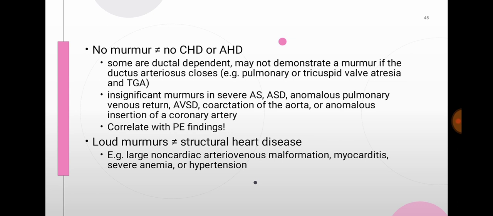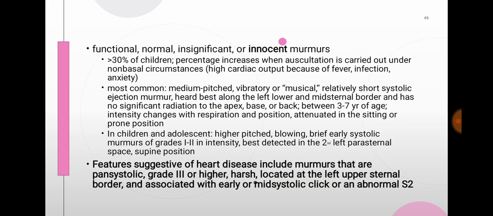So we have innocent murmurs. Are you innocent? I doubt it. Okay, so more than 30% of children have innocent murmurs. How can you evaluate an innocent murmur versus a pathologic murmur? Try changing the position of the patient. Examine the patient while he's lying down, sitting, standing, or on the side. If the murmur changes, it's most likely an innocent murmur. Okay? But if it remains the same, it's a pathologic murmur.